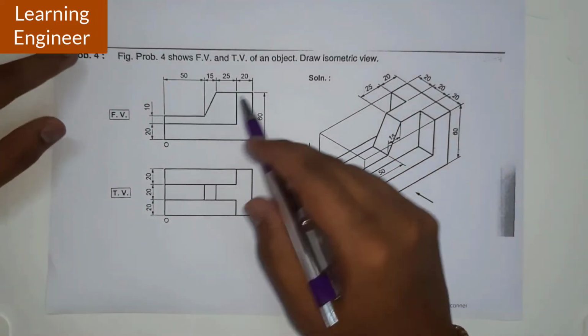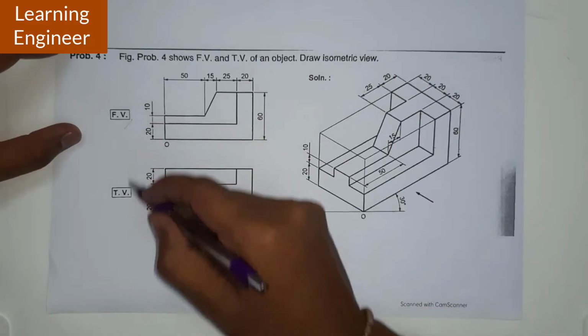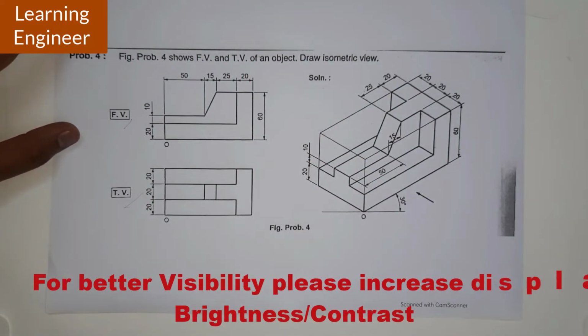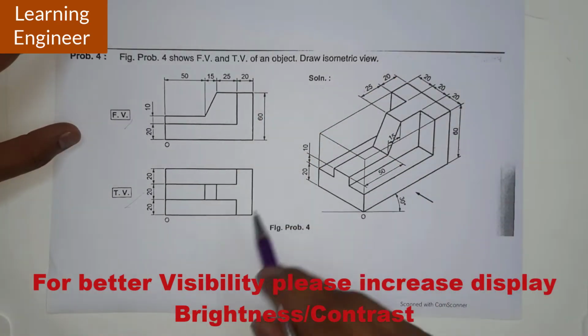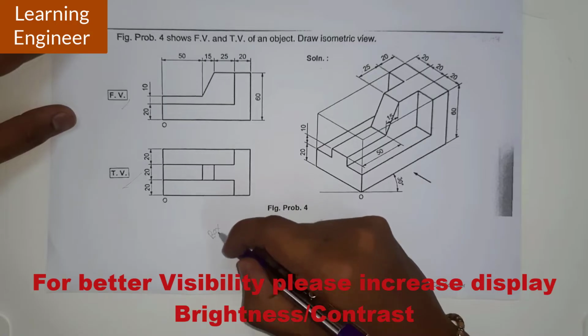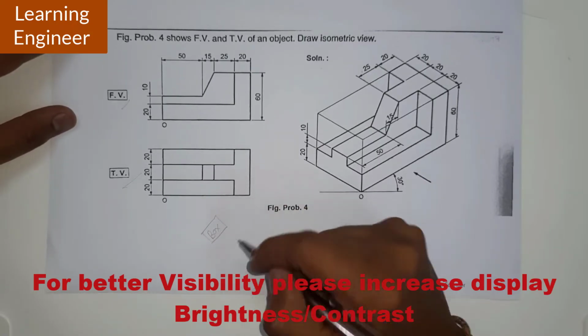In this video, we will talk about this particular object for which the front view and top view have been given to us, and we have to draw the isometric view for this given front view and top view. The very first step is to go for the box for the isometric view.